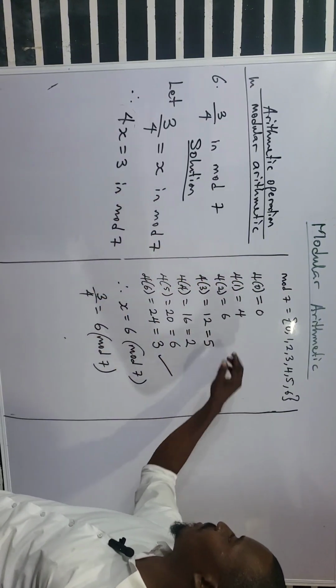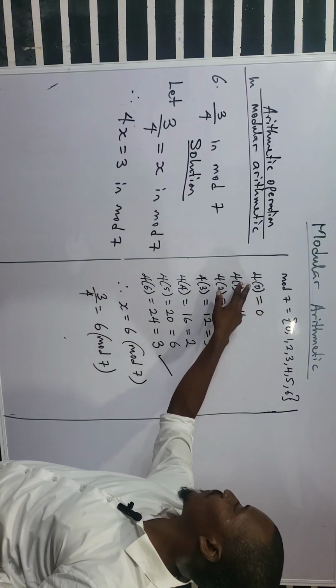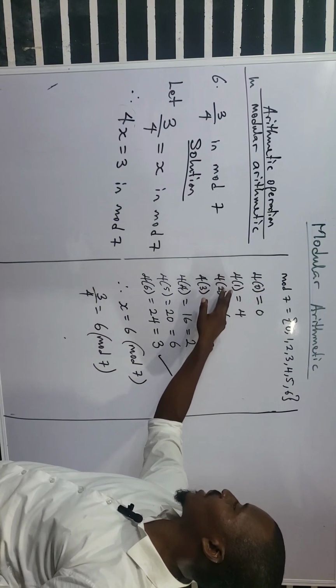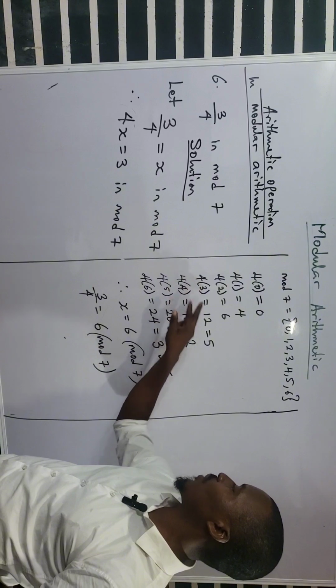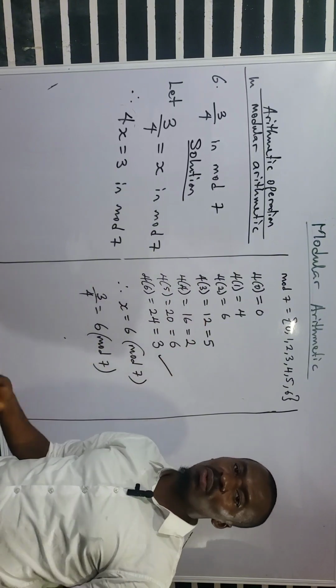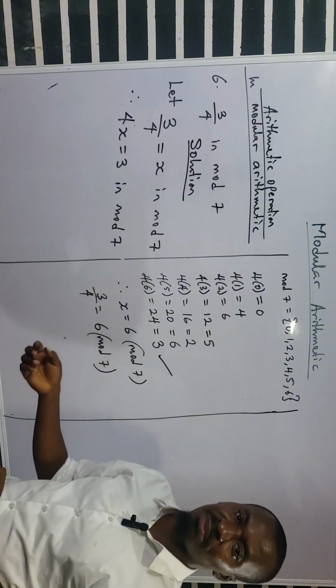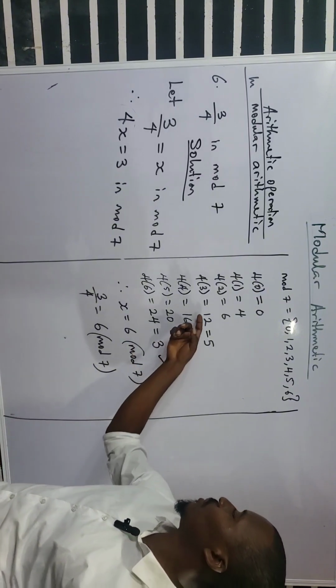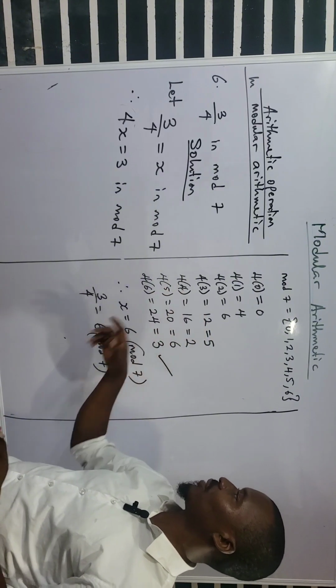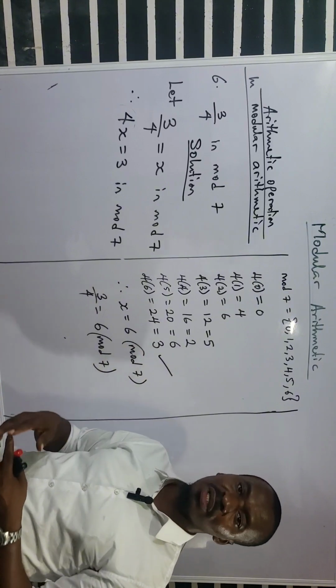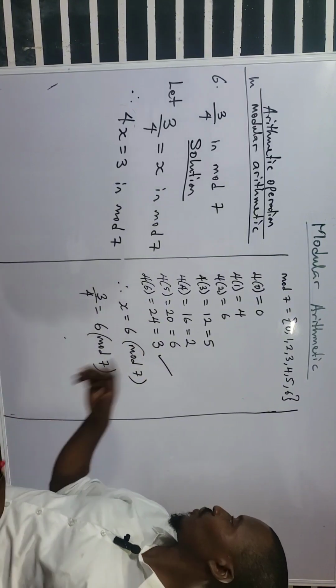in modulo 7. So the first one, 4 times 0 will give me 0, 4 times 1 will give me 4, 4 times 2 will give me 6. Now, 4 times 3 will give me 12. From what we have done in addition and subtraction, 12 in modulo 7 will give you 5 because 12 minus 7 is 5.